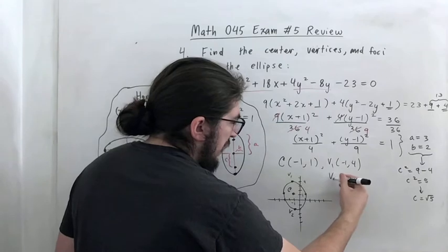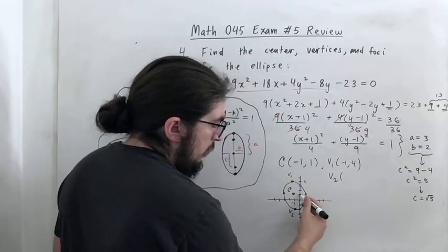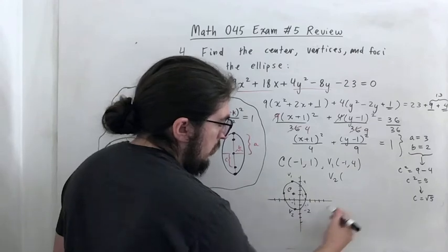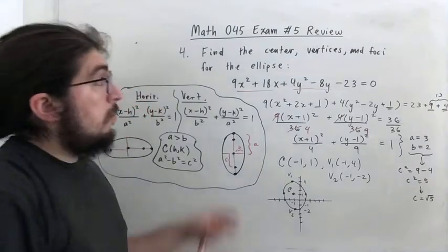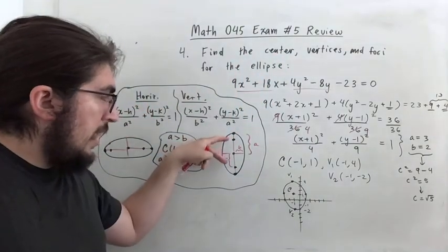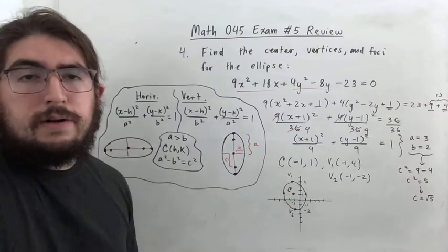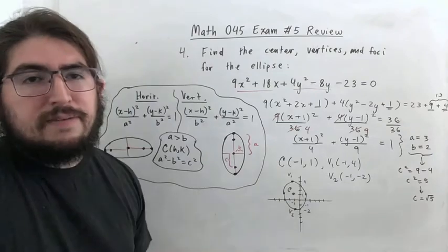And V2, I guess, would be the point negative 1, comma, let's see, go down 3 from 1, you get 1, 0, negative 1, negative 2. That's negative 1, comma, negative 2. Okay, great. Now we also want to find the foci. What are the foci? The foci are these points that are in the middle somewhere. So we have to travel from the center up and down by radical 5.